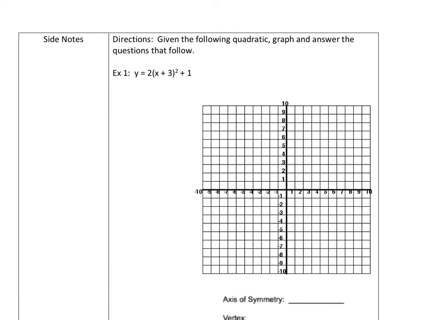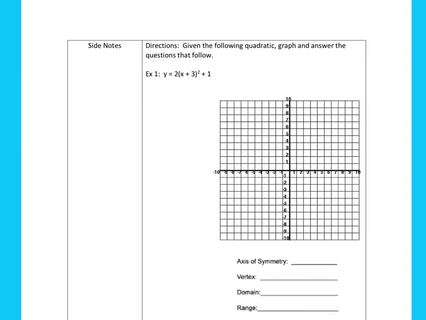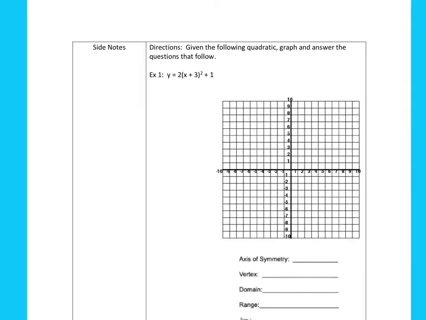I want you to just do the review stuff. So I want you to graph it. Okay? By now you should be able to tell me the vertex and the axis of symmetry pretty easy, and use a table to graph that. Okay? So that's your job. I'm gonna give you about a minute or so to do that. Maybe 2.